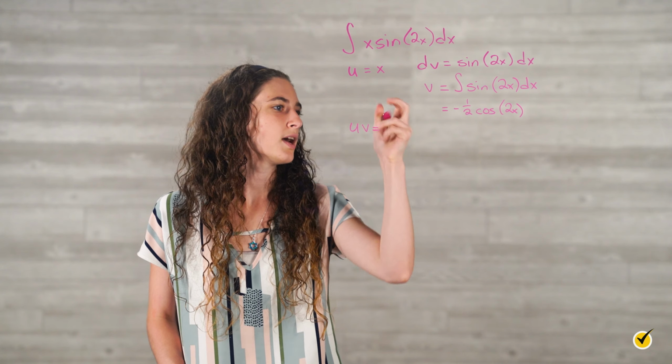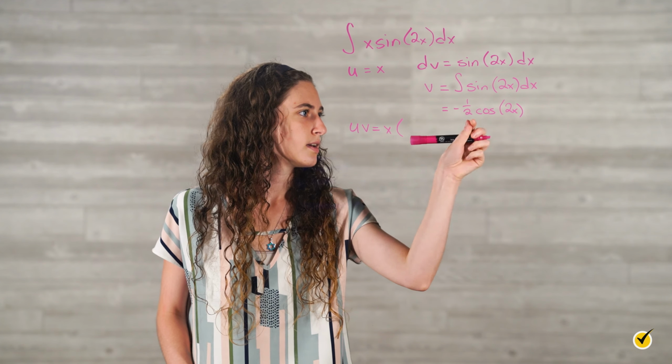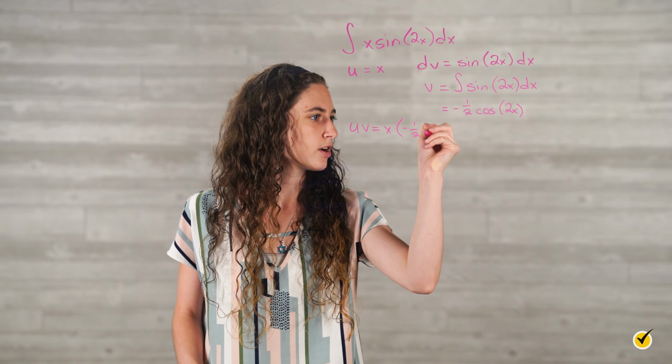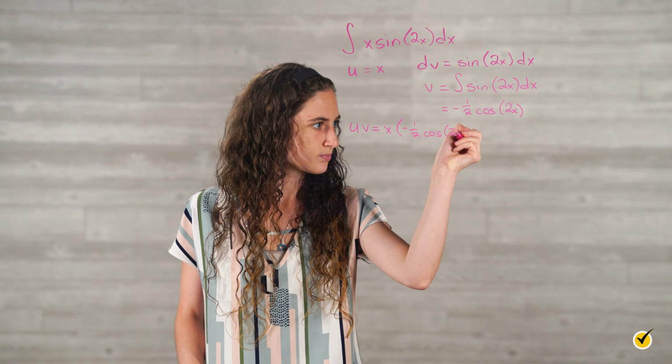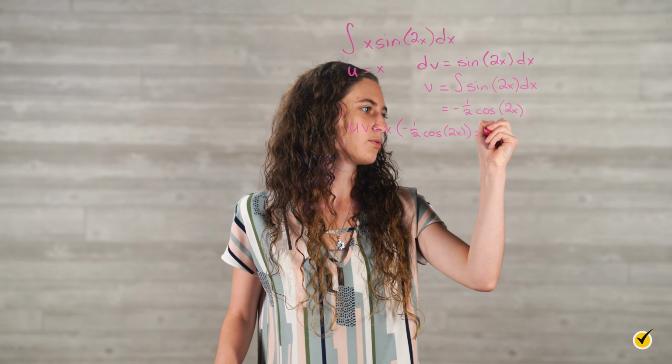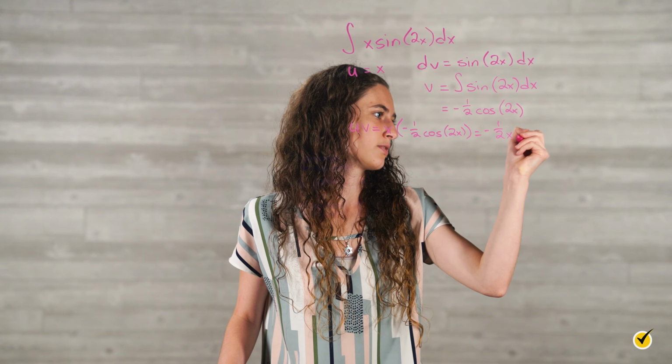uv is equal to x times negative 1/2 cosine of 2x, which is equal to negative 1/2 x cosine of 2x.